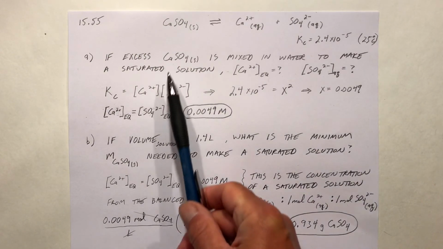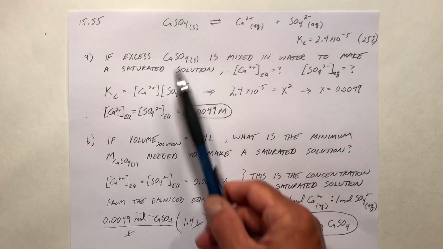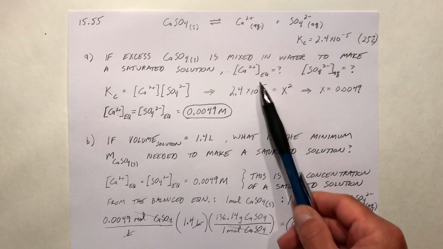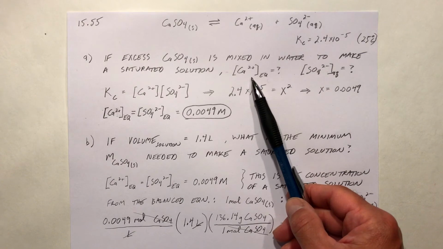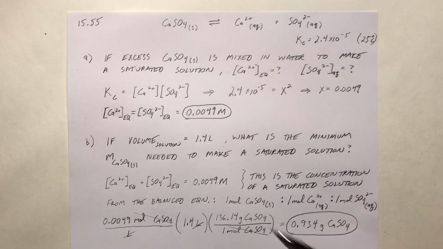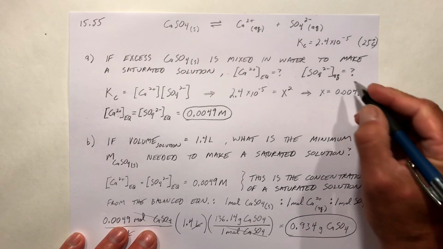So if excess calcium sulfate solid is mixed in with water to make a saturated solution, what is the equilibrium concentration of calcium ions and sulfate ions? Oops, this should say EQ.